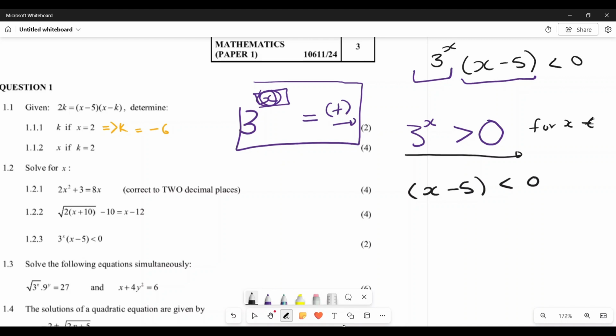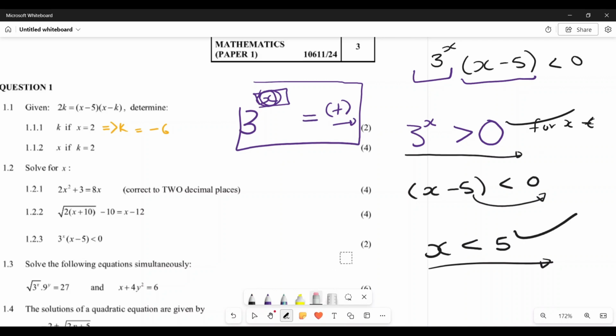Now, let us try and simplify this one. You're just simply going to take this 5 to the other side, right? And the inequality sign won't change because we're not multiplying by any negative. So as a result, x is less than positive 5. This would be our final answer here, all right? So these are your two answers. Now, moving on to the next question, which is solving equations simultaneously.